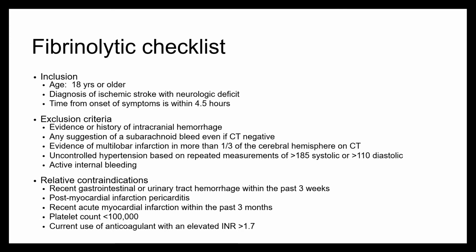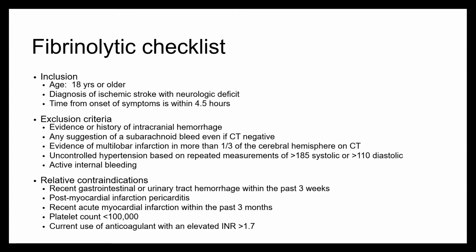Let's go ahead and take a look at a couple of the other categories here. We have what we call exclusion criteria, and then we have what we call relative contraindications for the fibrinolytic checklist. Things that would exclude an individual from being eligible for fibrinolytic treatment would be if they have any evidence or any history of an intracranial hemorrhage, if there's any suggestion of a bleed, even if the CAT scan is negative, if there's any symptoms that suggest they might have some type of subarachnoid bleed, that would exclude them from being eligible for this.